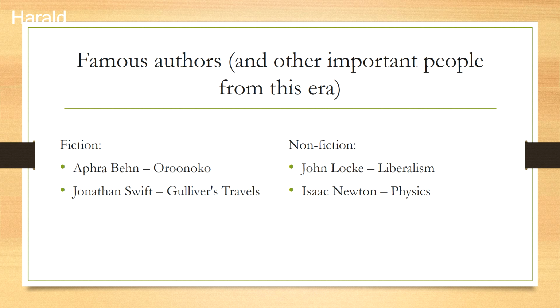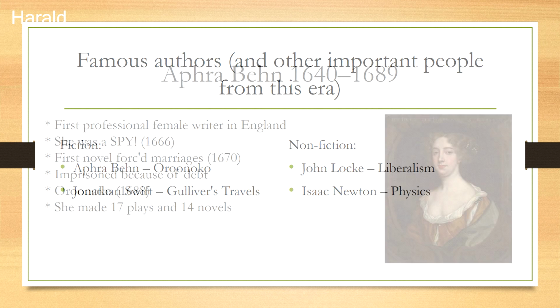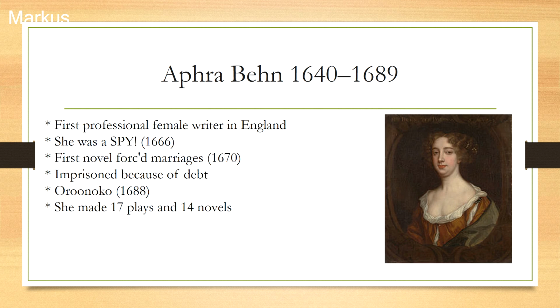Now introducing Markus. This is Afra Ben, a very important female writer from the Enlightenment. Her first novel was called Forced Marriage, which was published in 1670, but the most successful one, and the one that we're going to talk about, is Oronuku. Oronuku was a bold novel. It was a challenge novel. Wanting to abolish slavery about 200 years before it's actually happening is a super bold thing to do.